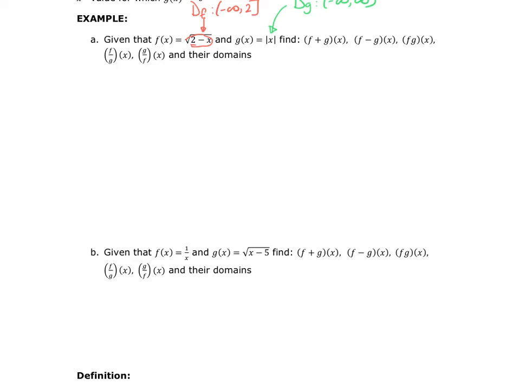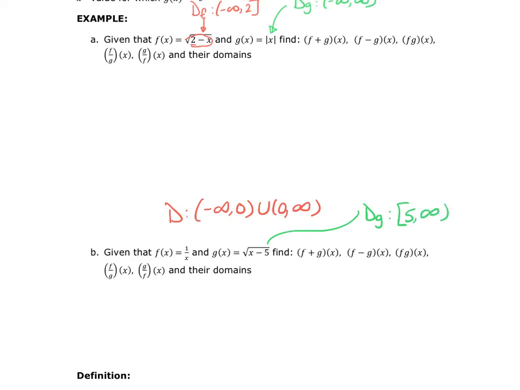Okay, so let's take a look at B. So I'm going to first do the domain of f. So the domain of f is everything except for 0. So in interval notation, negative infinity to 0, union 0 to infinity. Because it's 1 divided by x, I can't have 0 in the denominator. And then for my g function, I set whatever is underneath the square root greater than or equal to 0. So my domain for my g function is from 5 to infinity.